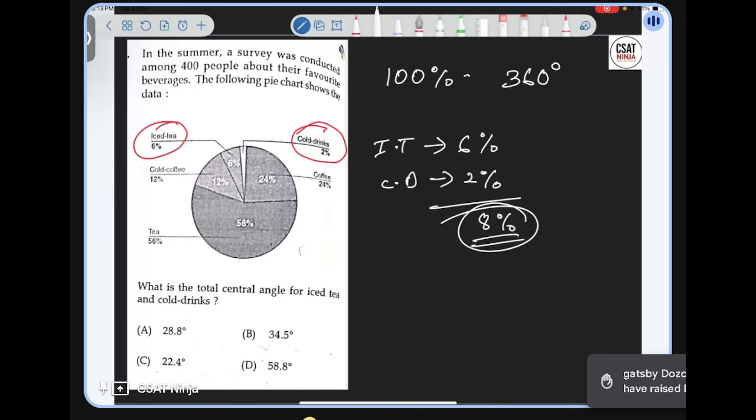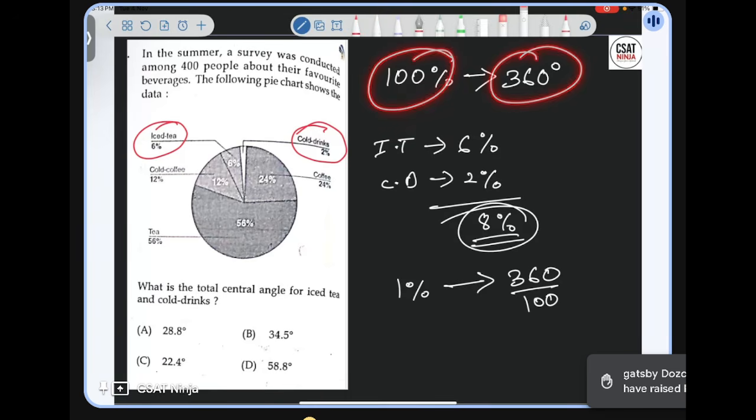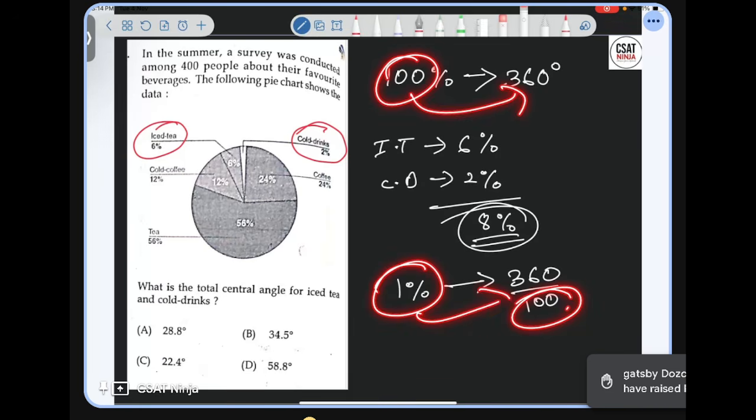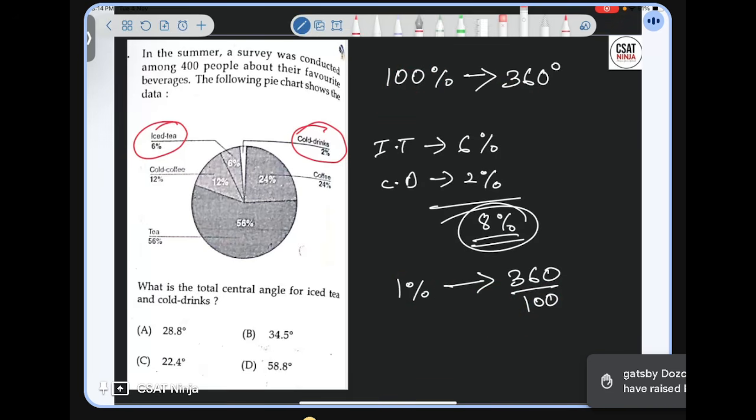So 100% is how much? 360. So can I write 1% is equal to 360 divided by 100? Why? Because 100% is 360. So for 1%, if I transfer this 100 to the other side, it will go here. So 1% will be 360 divided by 100. Now, how much do I need to find? I need to find for 8%. So I just need to multiply by 8. 360 into 8 divided by 100.